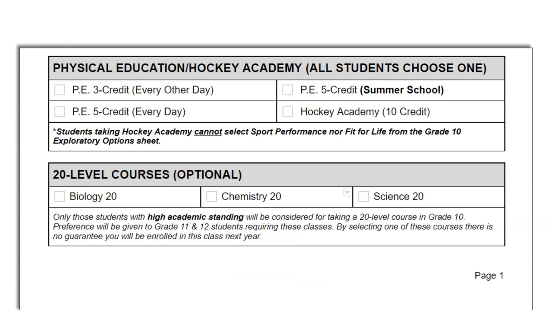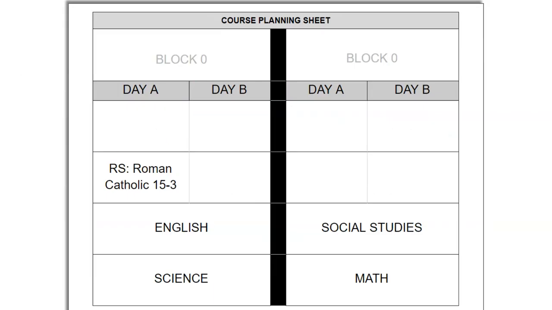In the Physical Education Hockey Academy section, please select only one of the boxes. Once you have selected one of the options in the Physical Education Hockey Academy section, go to the course planning sheet on page 3 of the planning documents and write your choice on the sheet.